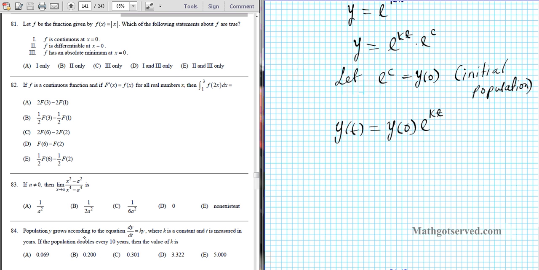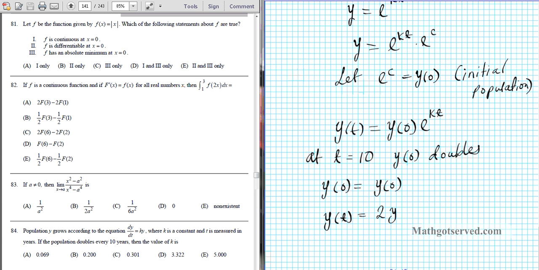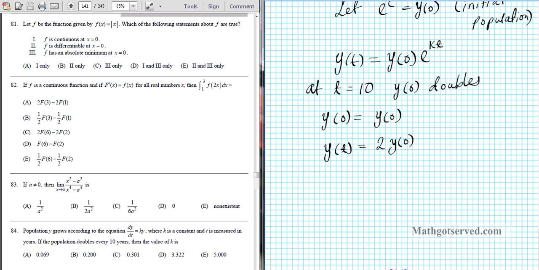So how do we go about it? We're told that the population doubles every 10 years. So if you go from 0 to 10 years, the population will double. At t equals 10, what happens? y sub 0 doubles. Remember, the final amount is y sub t, the initial amount is y sub 0. After 10 years, the final amount y sub t is going to simply be double the initial amount y sub 0. We don't know what the initial amount is, but we don't really need it, as you'll see momentarily.